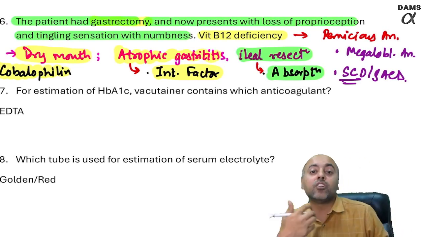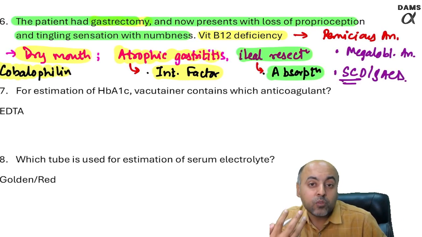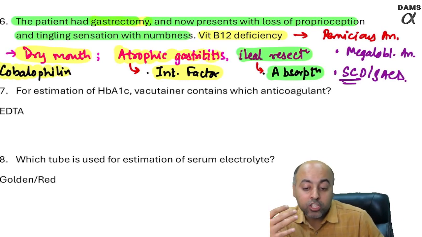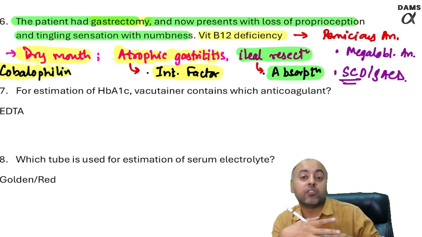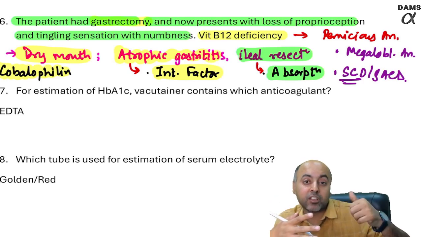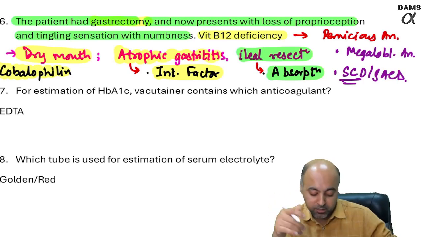In fact, if you have B12 deficiency and you supplement with B9, the neurological defects can get aggravated. So please remember, when B12 deficiency is there, you cannot give B9 alone. You have to give B9 plus B12.